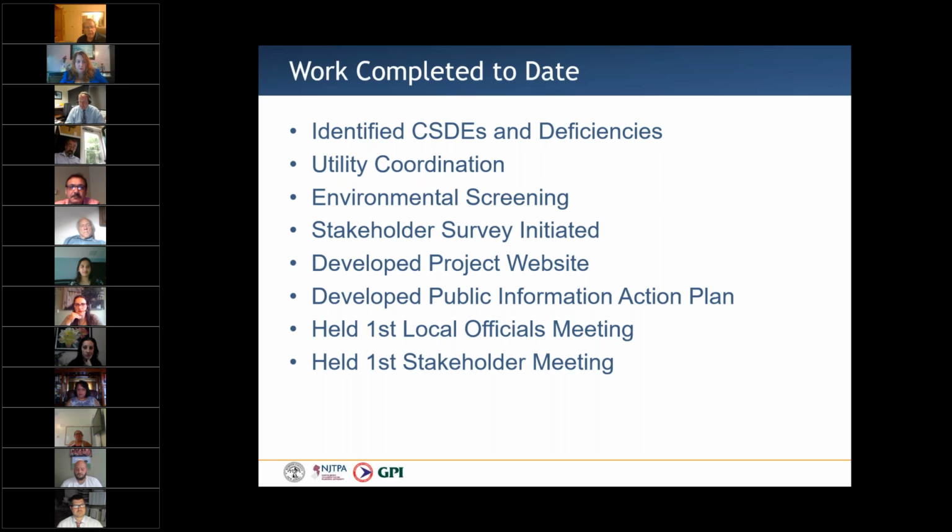The activities that we have completed to date in the concept development phase include: we have identified the controlling substandard design elements and deficiencies. We initiated coordination with utility companies. We prepared the environmental screening. We have initiated the community survey. We have developed a project website. We have developed a public information action plan. We've already had a meeting with the local officials, and we held our first stakeholders meeting. And right now, we're currently holding our first public information center.